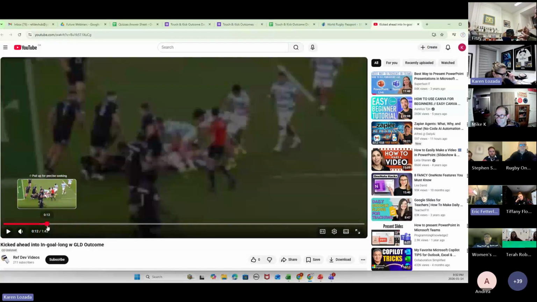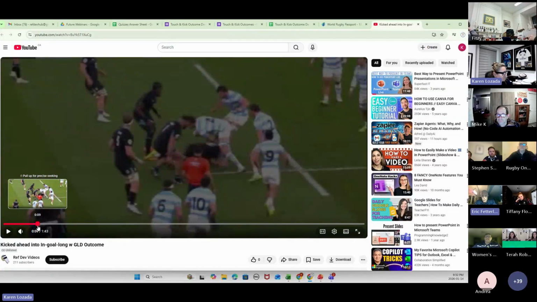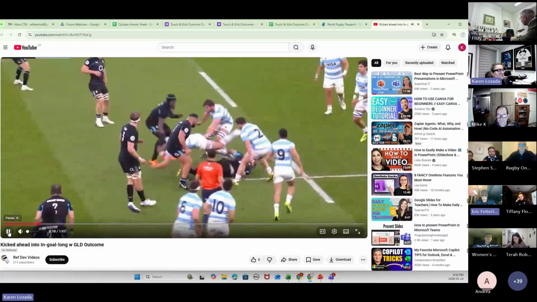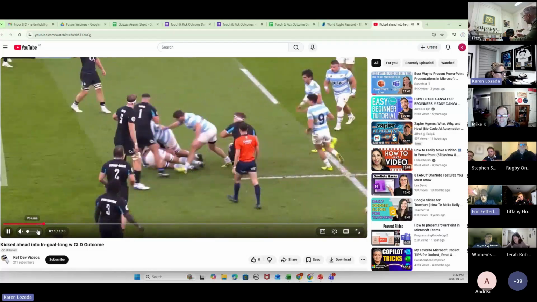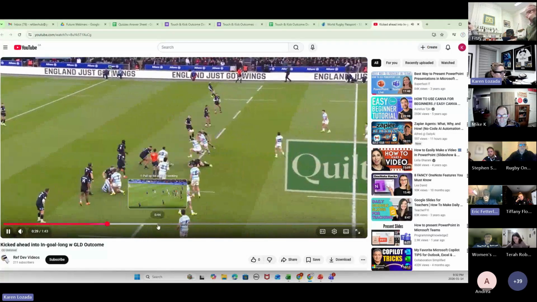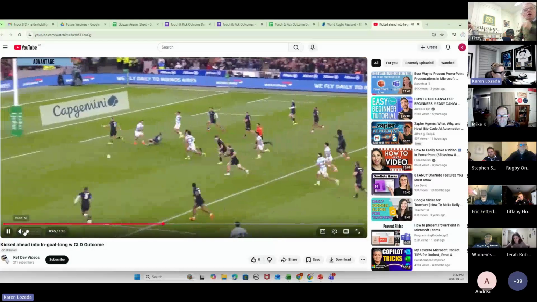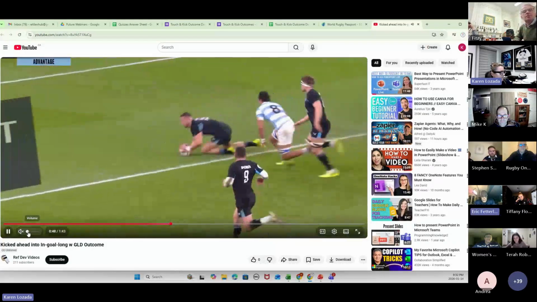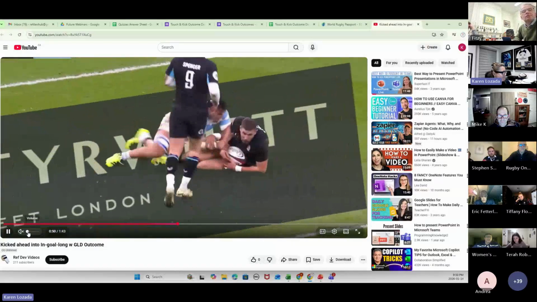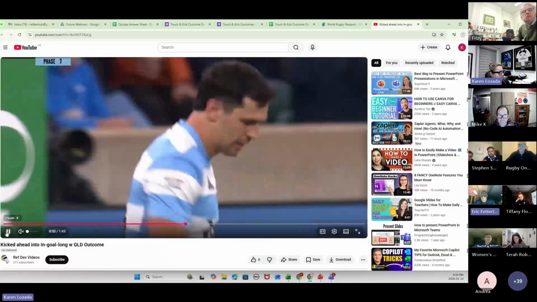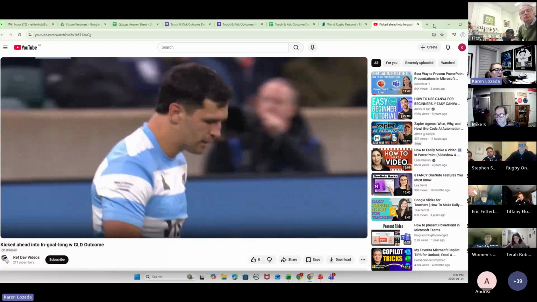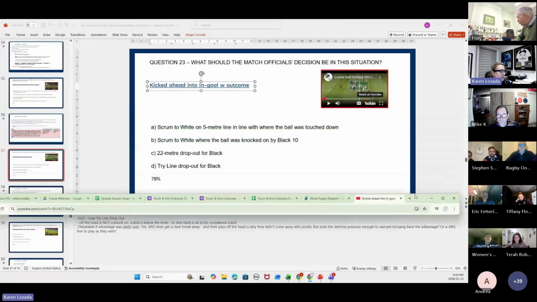Interesting piece there. You just had to pay attention, depending on the angle. You weren't sure who kicked it, how the ball got in, but it was actually kicked in, or grubbered, if you want to call it, by White. So Black touching the ball down in goal makes it a goal line drop. Excellent. And that it's good.